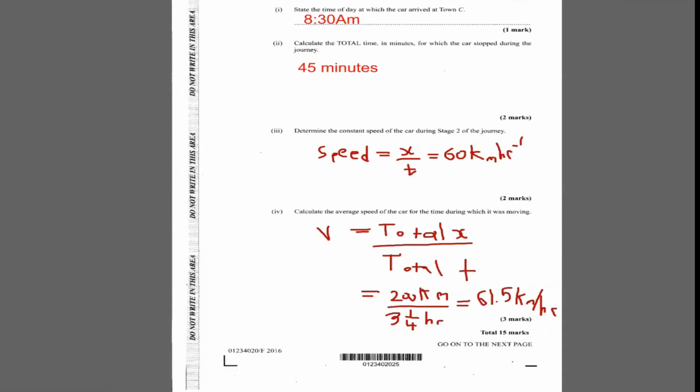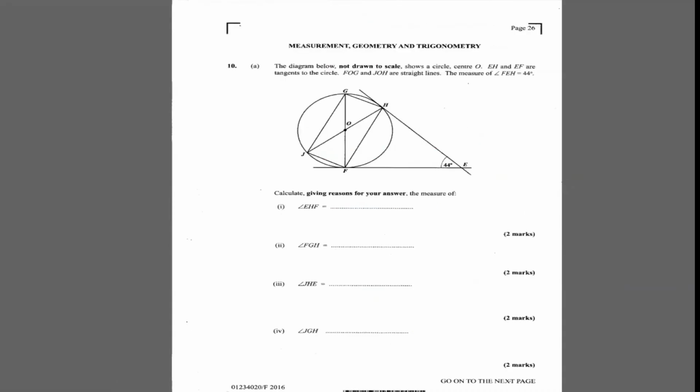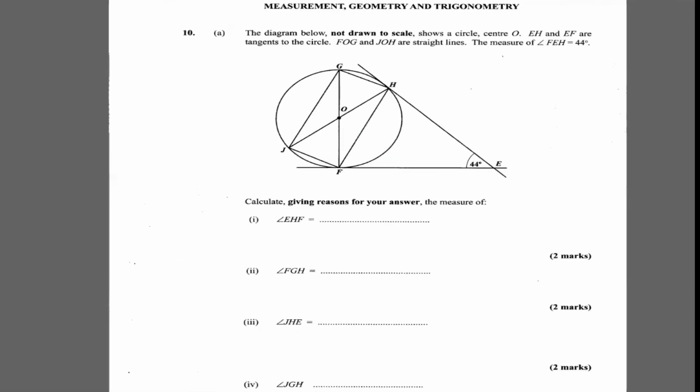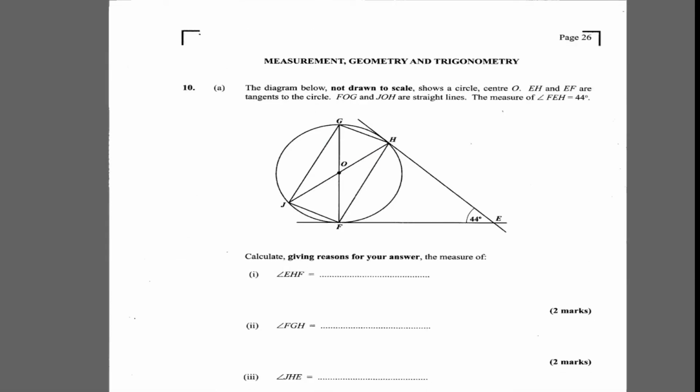Let's go to question 10. We almost finished this paper. What is question 10 saying to us? Question 10 is saying the diagram below, not drawn to scale, shows a circle with center O. And it says EH and EF are tangents to the circle. FOG and JOH are straight lines. The measure of angle FEH is 44. Calculate, giving reason for your answers, the following.